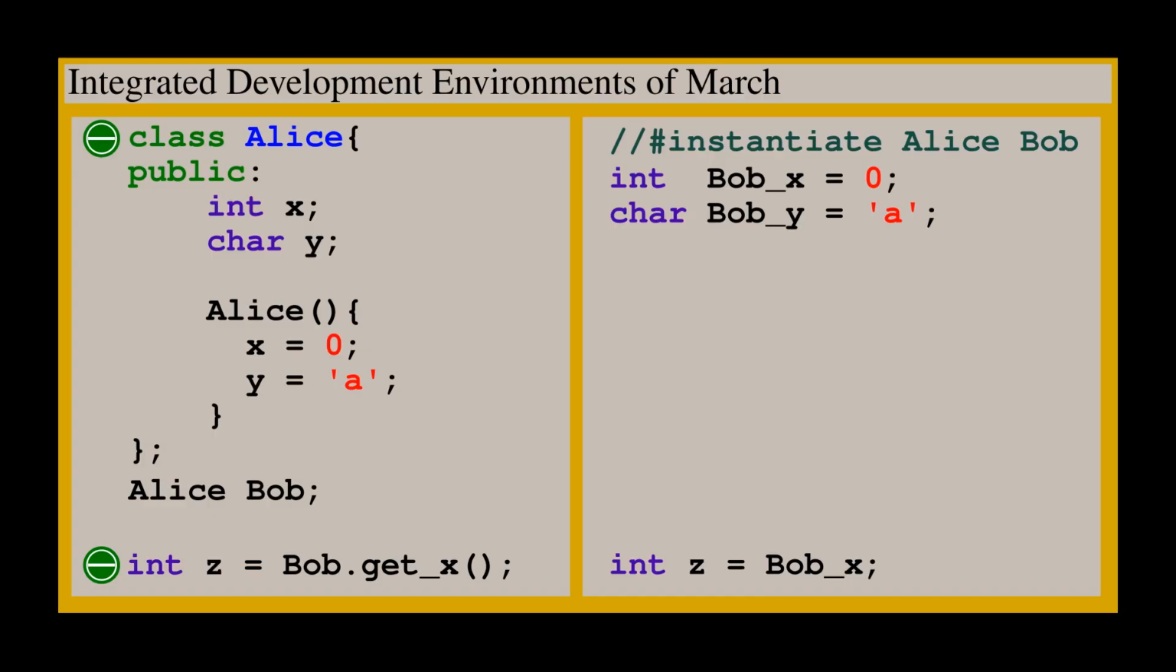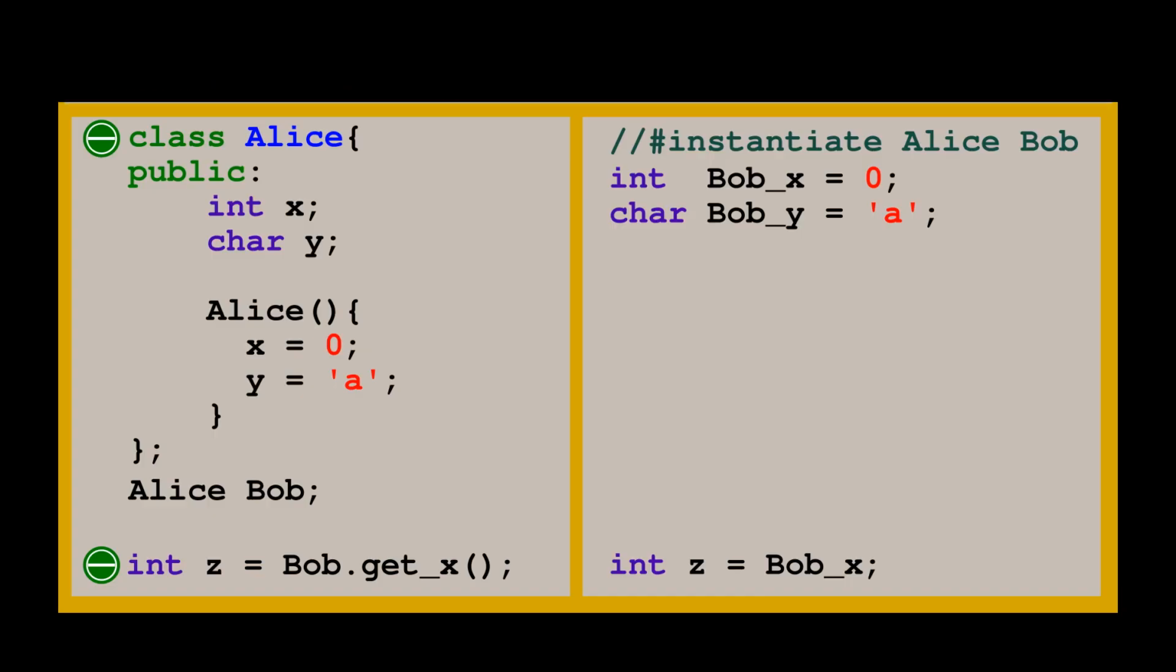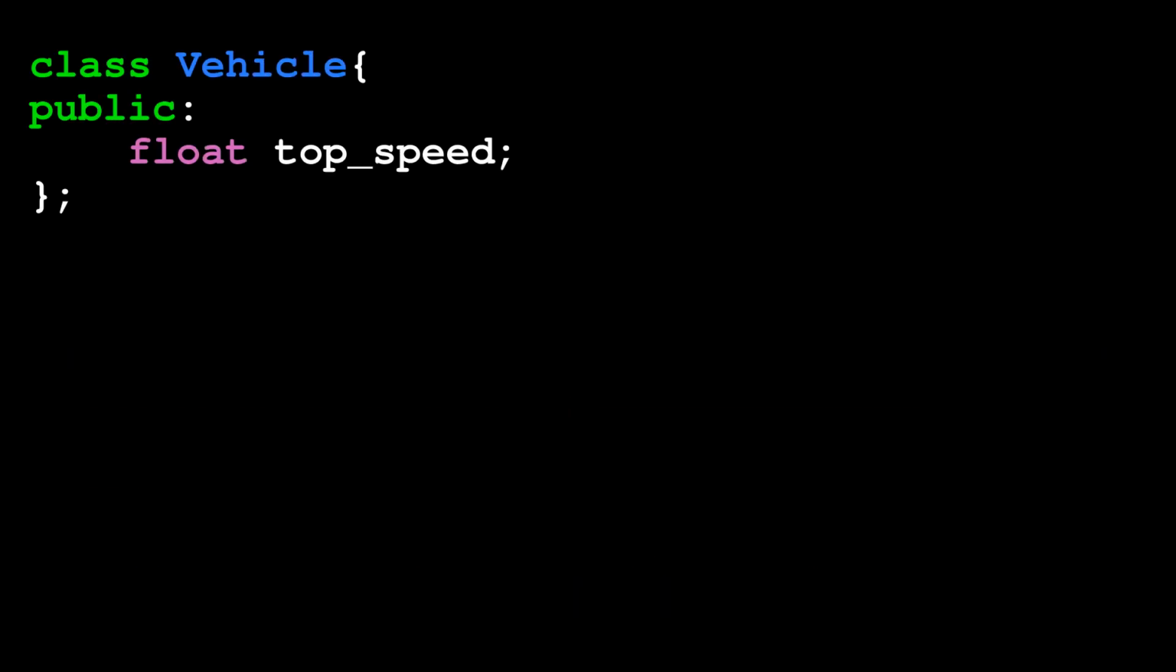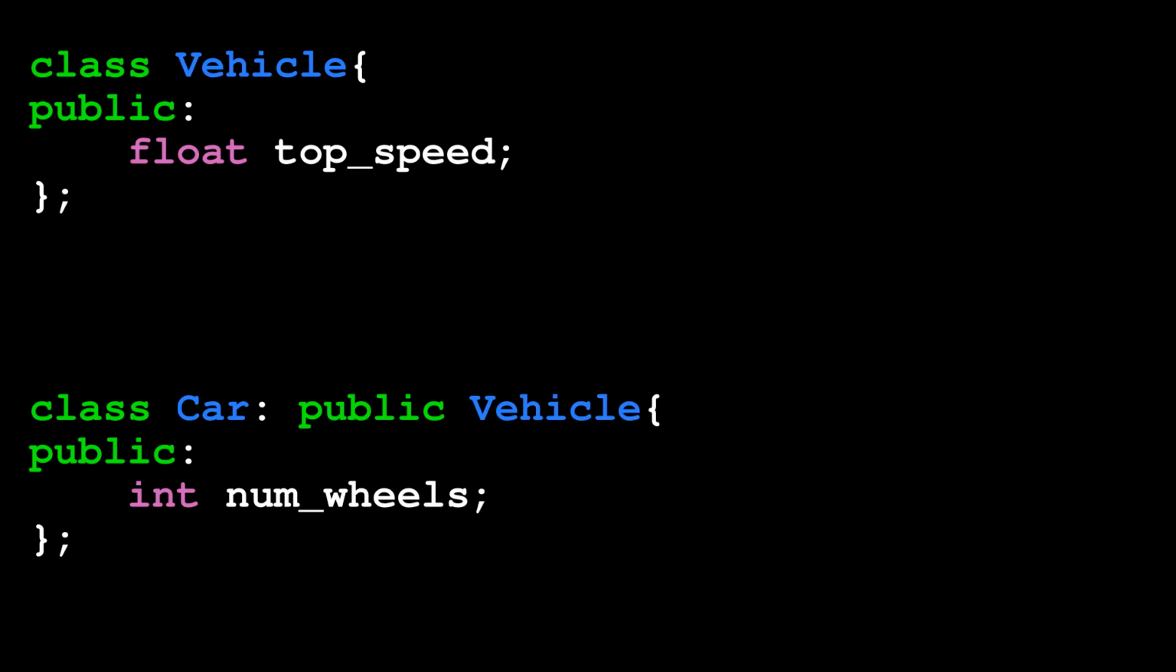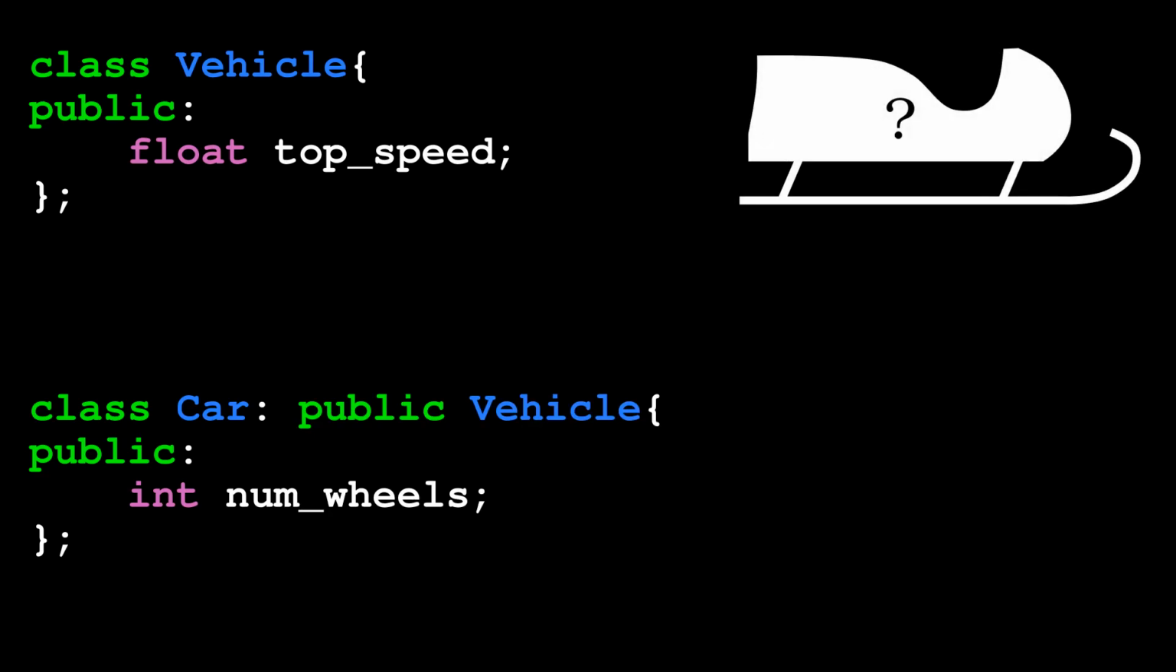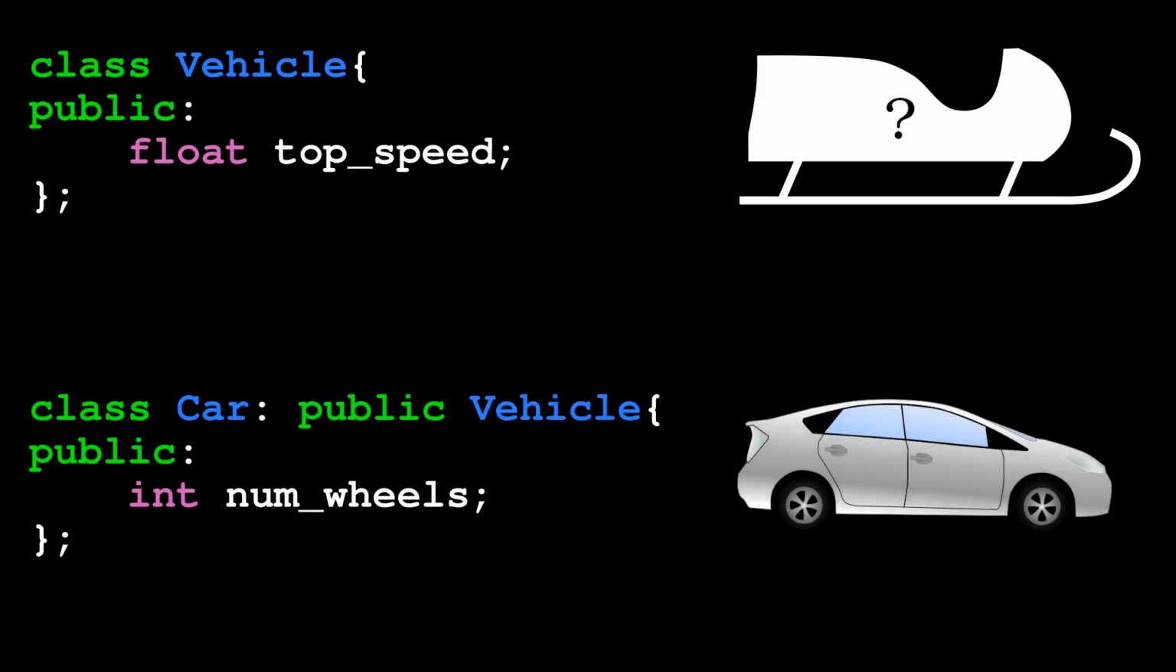If there's a genuine operation required to access the variable, the IDE could automatically set the function to be inline, and so on. Another property of object-oriented programming is inheritance. You might have a parent class called vehicle with variables that all vehicles would have, such as top speed. You might then have a child class called car, which inherits the properties of a vehicle but adds variables specific to cars, like num_wheels. Not all vehicles have wheels, but all cars do.